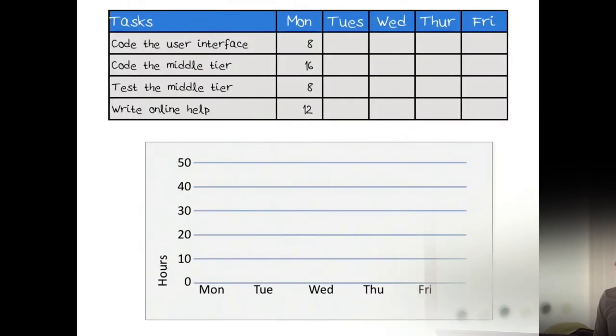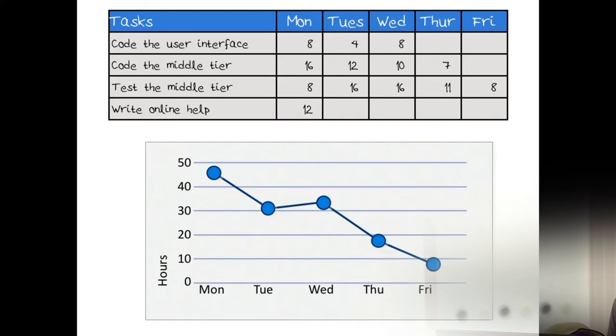So an example of this. Oh yeah, it's kind of a slow animation. So it could be something like that. So you'll stare at these burndown charts during the project.